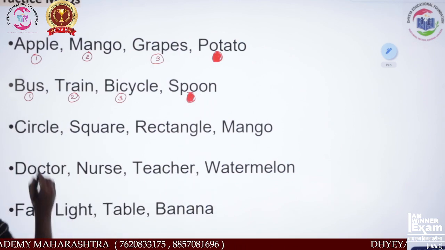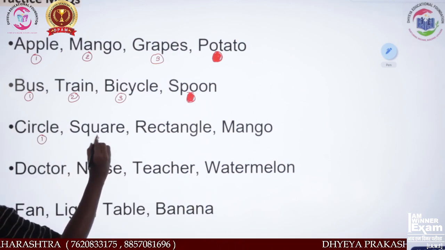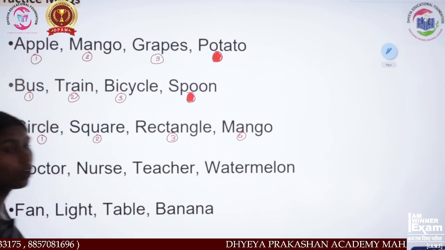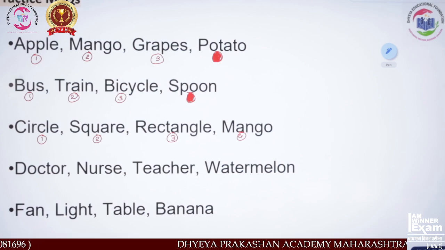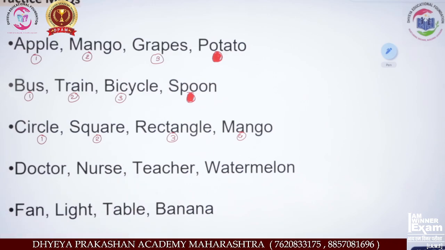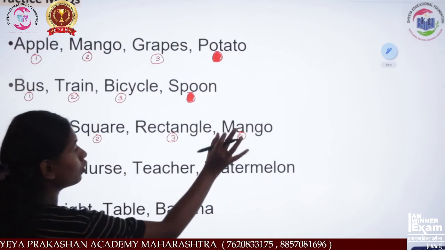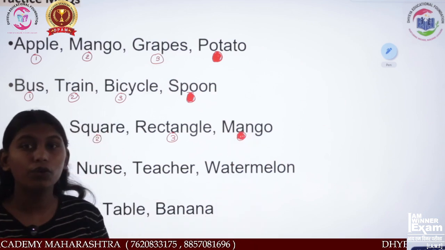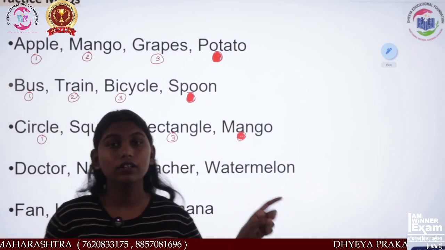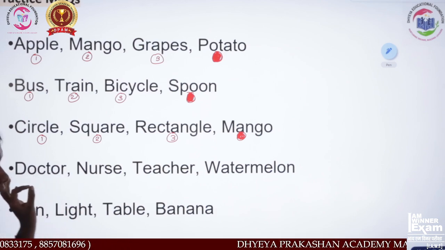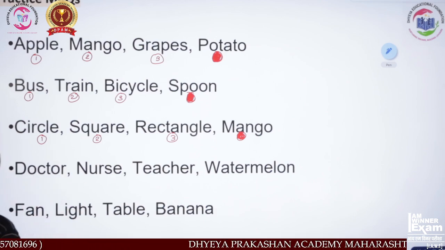Then next, circle, square, rectangle, mango. Now here, which is the different? That is mango. That is the fourth one. Why mango? Because circle, square and rectangle are the shapes.